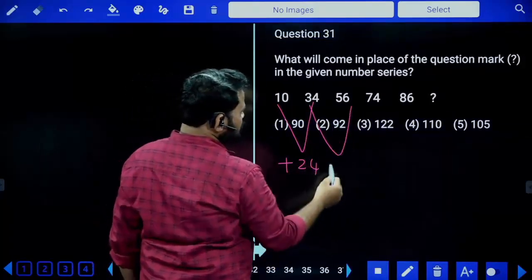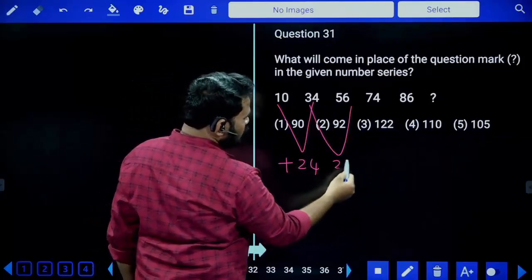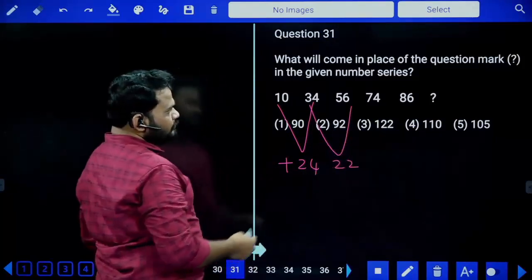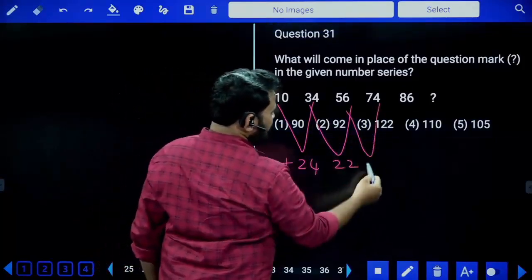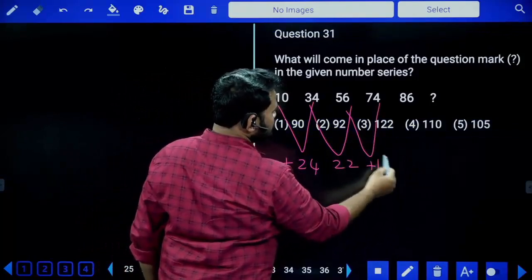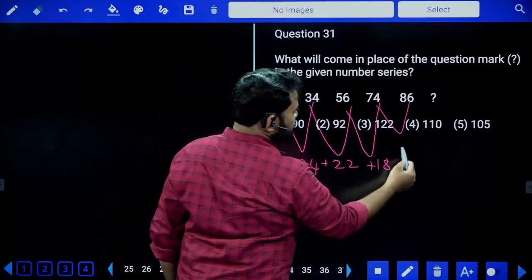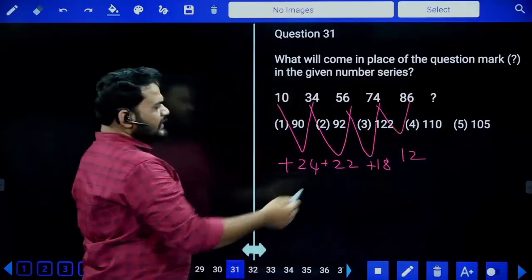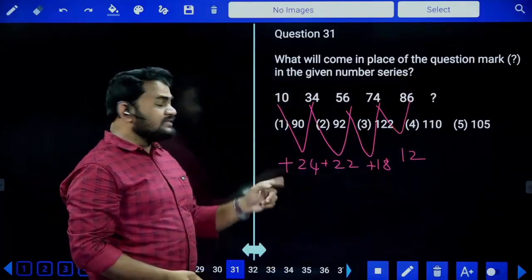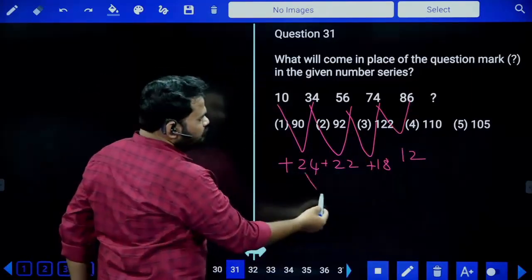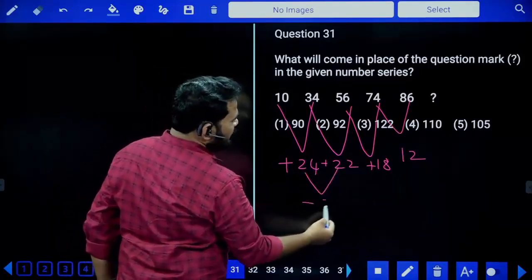34 plus 22 is 56. Next plus 18, and then we have plus 12. So these are the differences. Let us take the difference of differences, that is 24 minus 2.